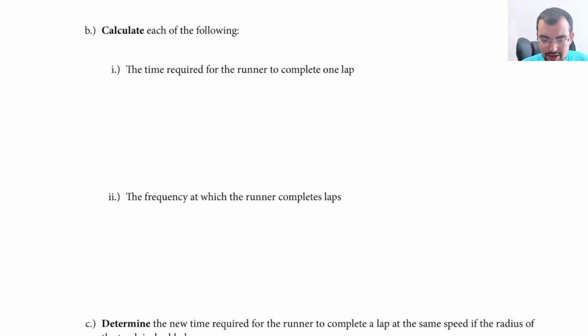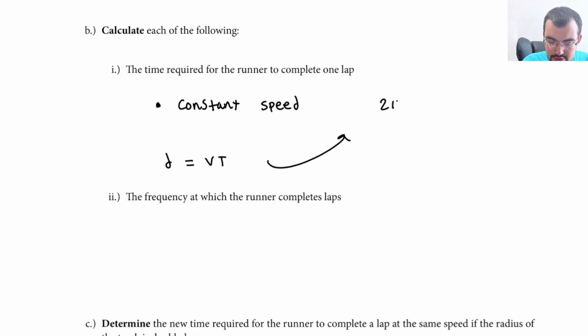All right, what's the time required to complete one lap? Well, we could just use the equation directly, but again, it's constant speed, which is really important to note. So we can just say distance equals speed times time. And since we are on a circle, that distance is 2 pi r. So 2 pi r would be equal to vt, so t would be equal to 2 pi r over v. And we can see why I chose my speed to be that value. The radius was 64 meters.